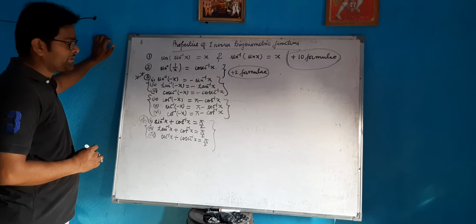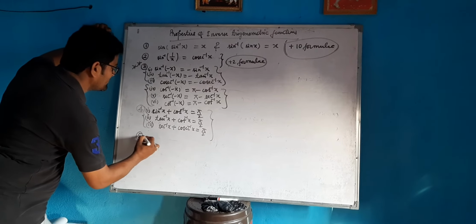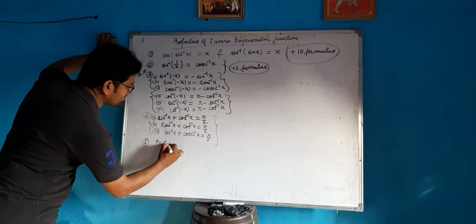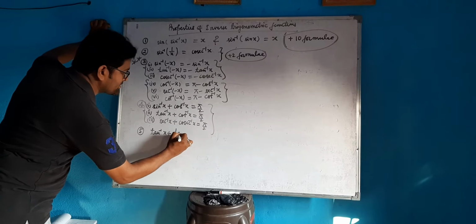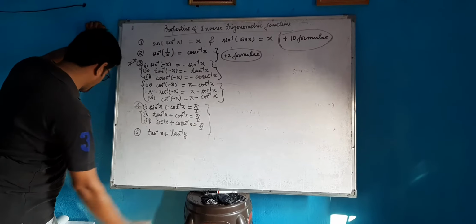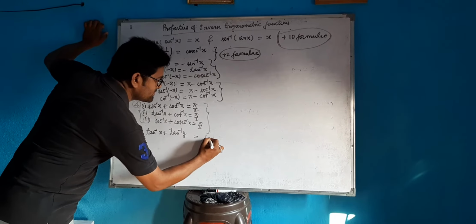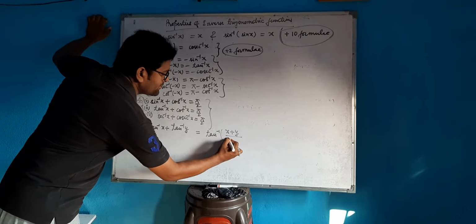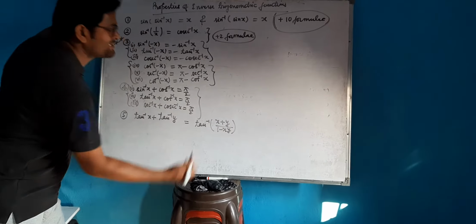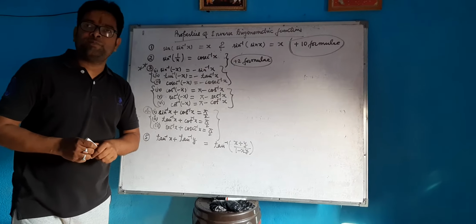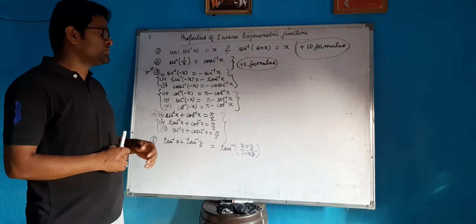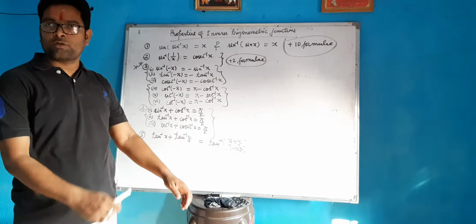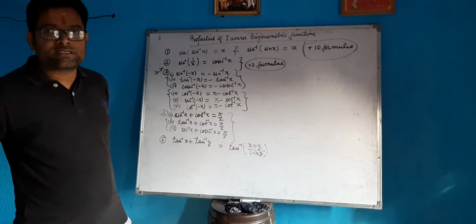Compound angles. The next category, the most important one: tan inverse x plus tan inverse y is equal to tan inverse of (x plus y) by (1 minus xy). We can easily see this looks like the formula for tan(a plus b) in compound angle formula, which is tan a plus tan b by 1 minus tan a tan b.